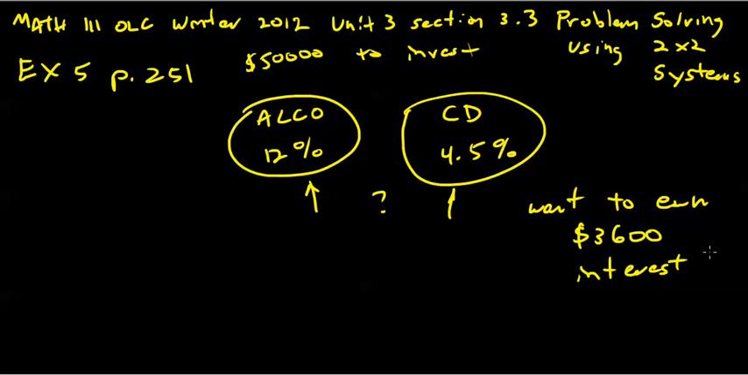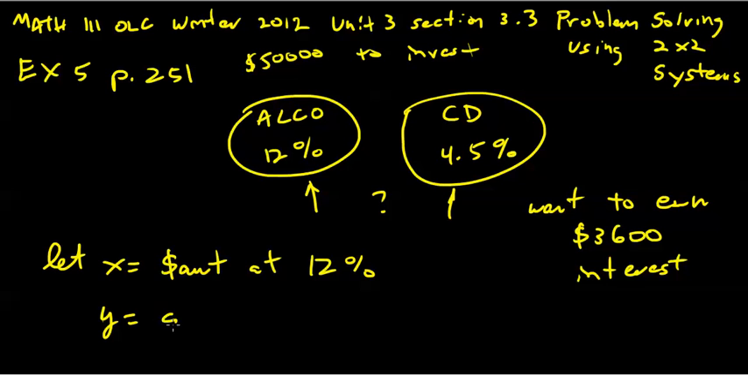All right, so how are we going to split it up? The first thing you do in any word problem situation is write a clear let statement. I'm going to say let X equal the dollar amount you're going to put in the account at the 12% rate, that's in the ALCO account. And I'm going to let Y be the dollar amount that you put in at the 4.5% interest, namely in the CD account. All right, so to use a 2x2 system, we're going to have to generate two equations out of this given information. And I think we can do it somewhat easily.